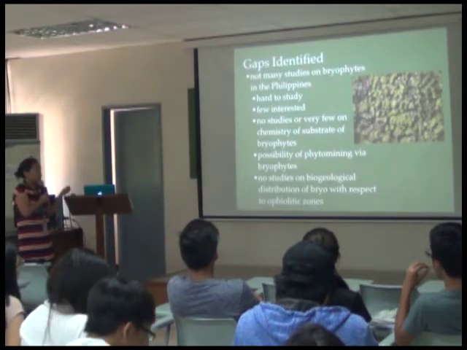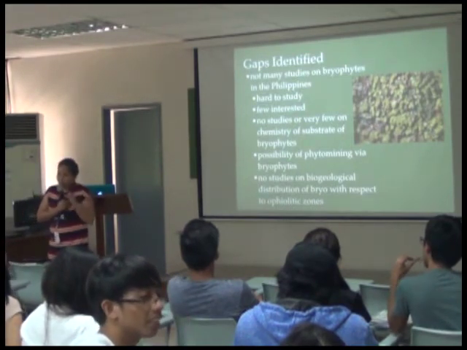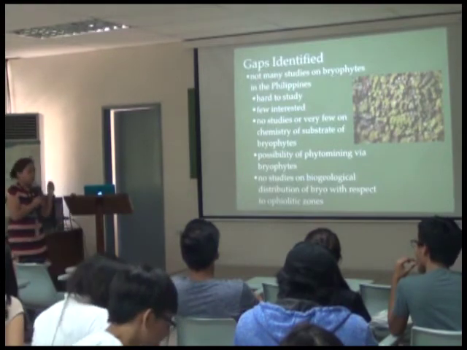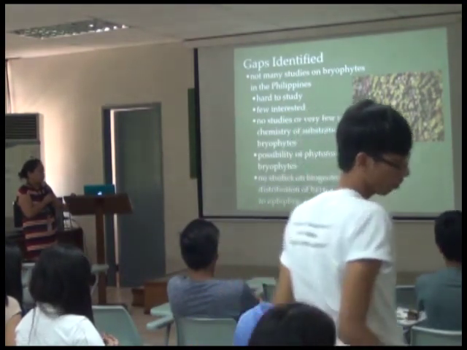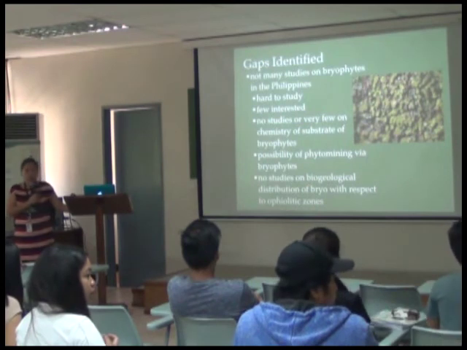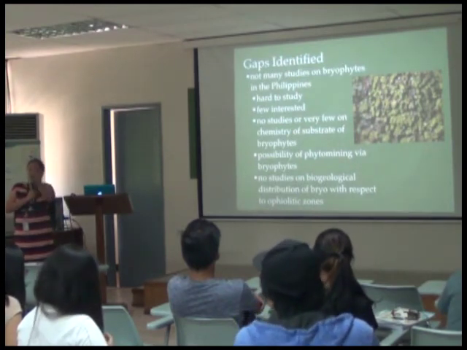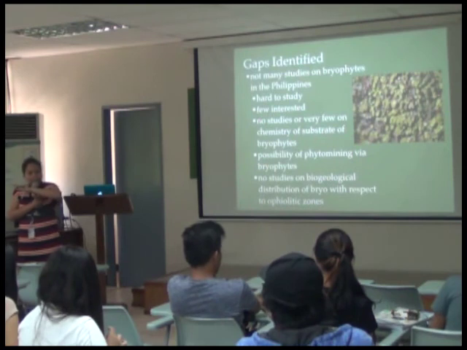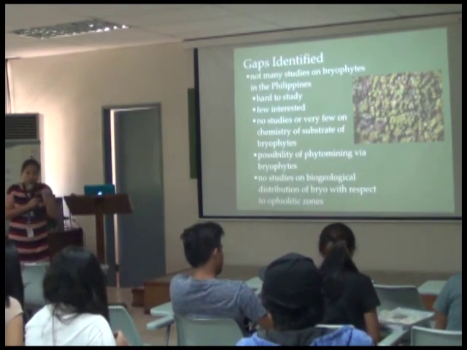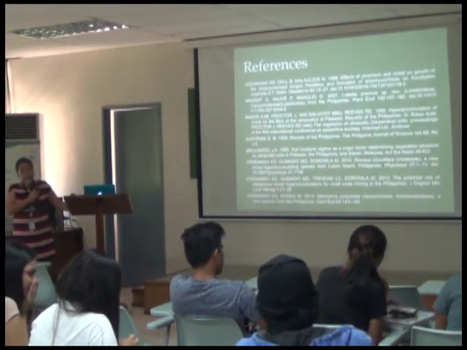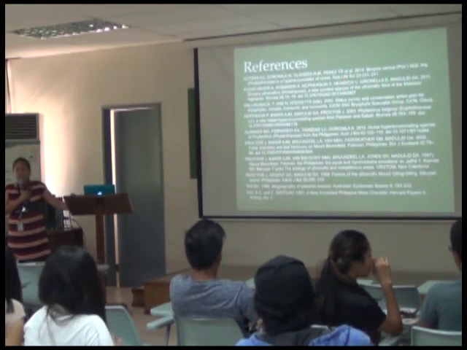And the possibility of phytomining via bryophyte, it can be a possibility. Hindi siya masyadong malaki yung biomass niya, but they can actually extract it, diba? Because they actually fuse or absorb it through their bodies. And lastly, there is no studies on biogeological distribution of bryophytes with respect to that of the ophiolitic zonation. So this, I am trying to look into. Meron ba magandang pattern or magandang distribution based on how the Philippine ophiolite zones are located. So yun ang gusto kong makita, and hopefully I will be able to do that. So I read a lot of articles for this para lang maging concise so that I can present it to you. That is all. Thank you.